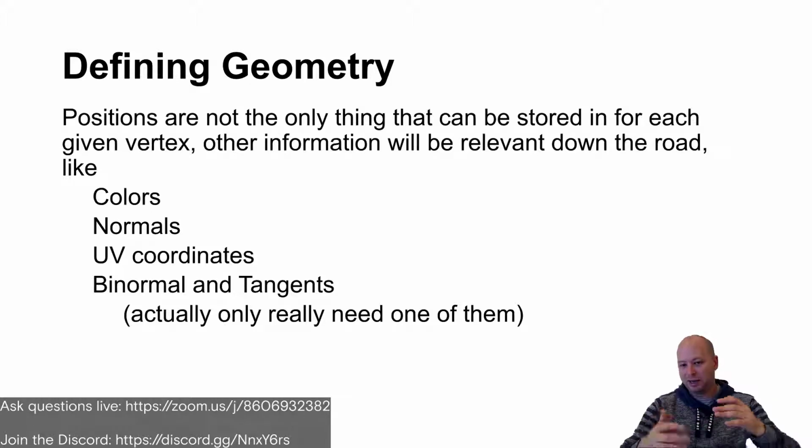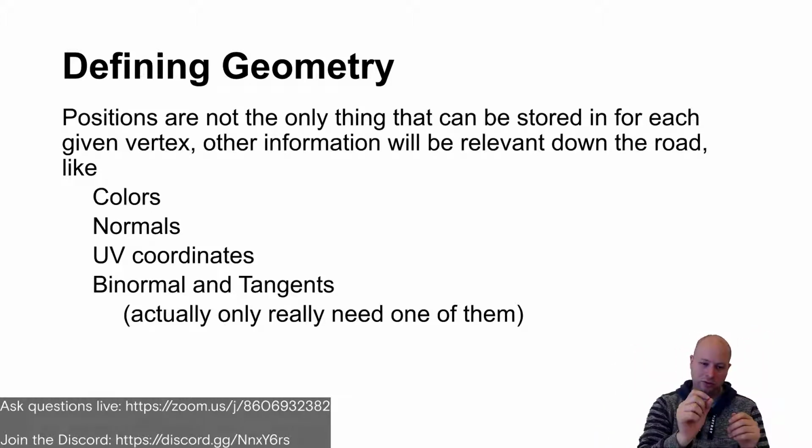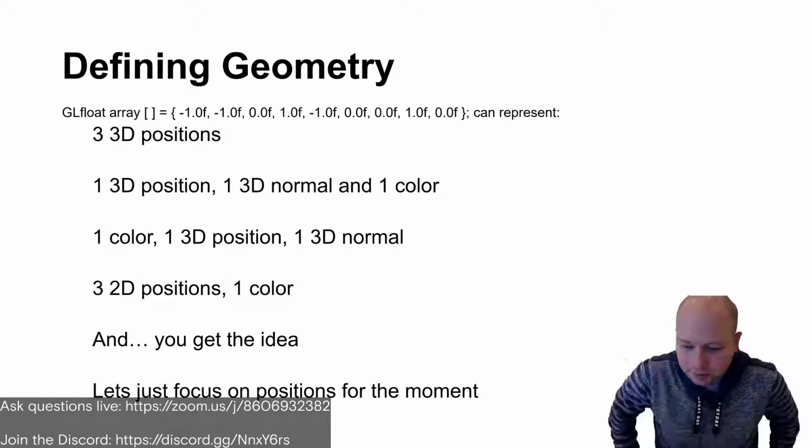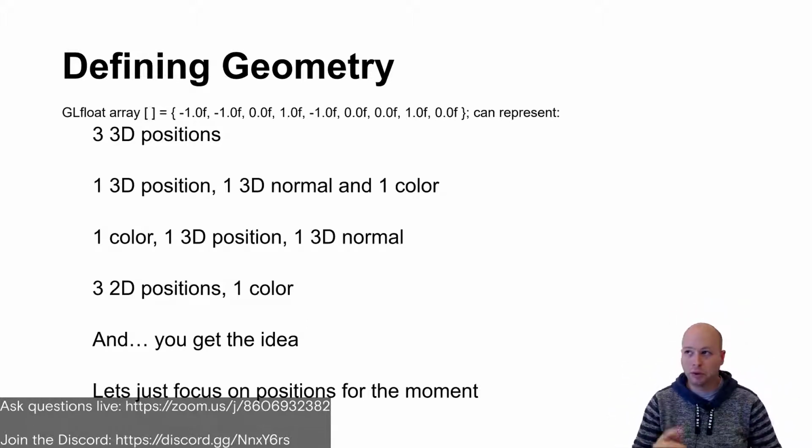But still, you might want to have a lot of data for each vertex, and so we can define the geometry buffer, the vertex attribute designation, which we were doing before in the code example, and we can pass in, say, 3 3D positions, or this could actually represent 1 position and a normal and a color, and so on and so forth.